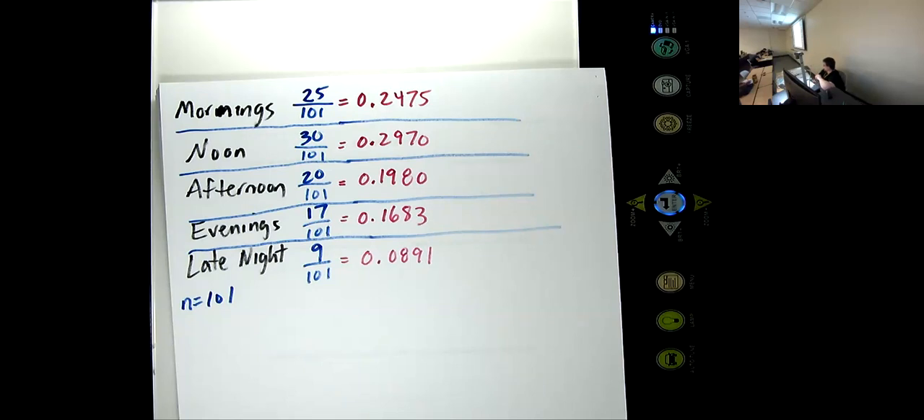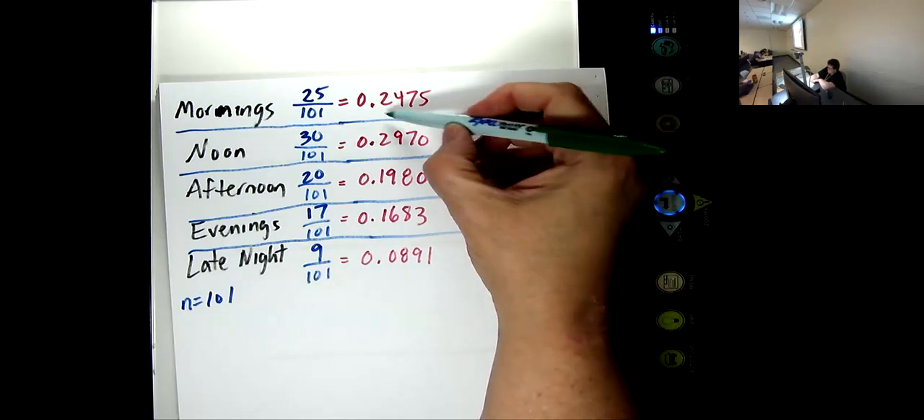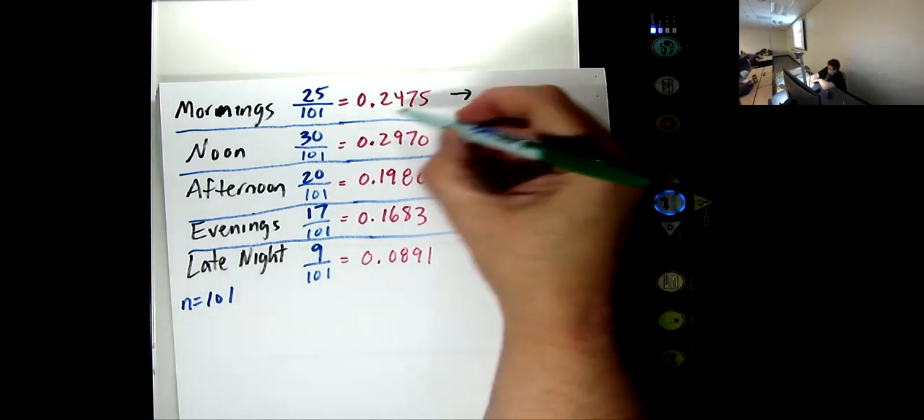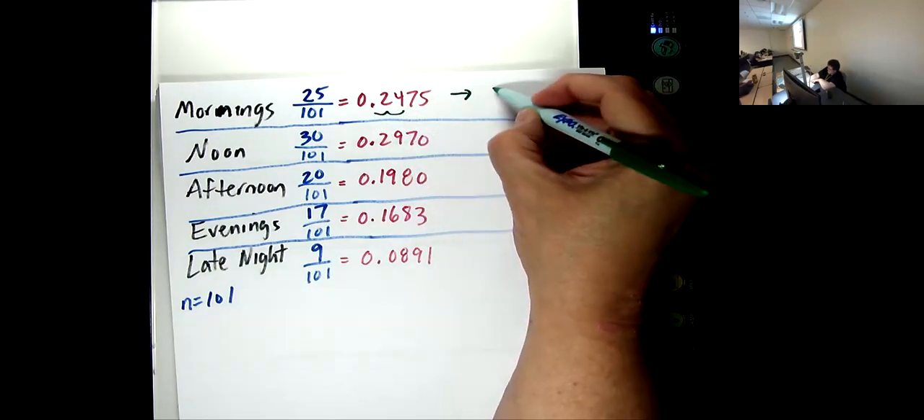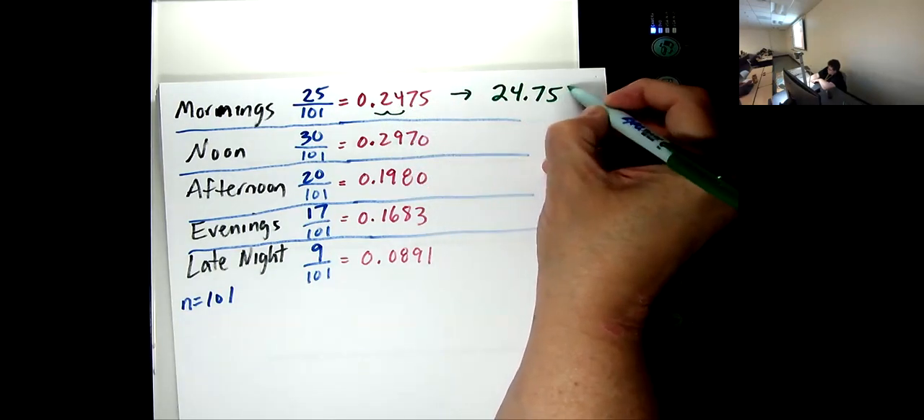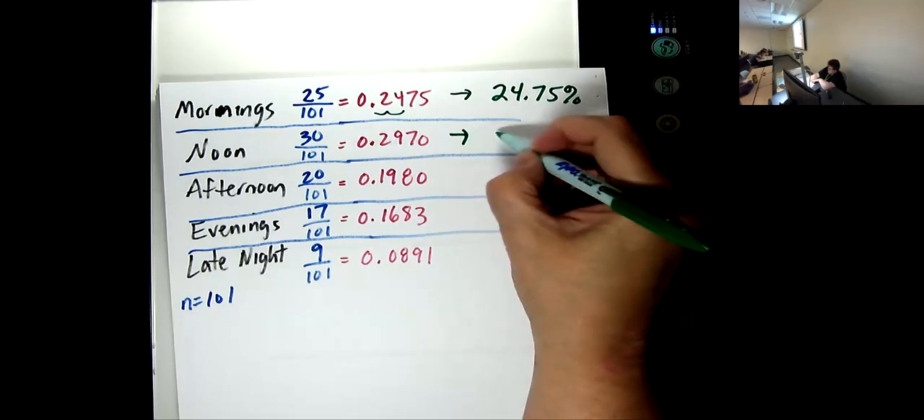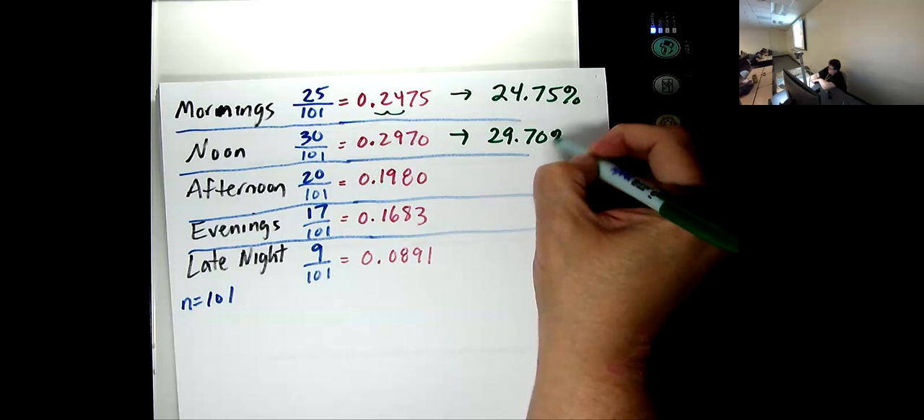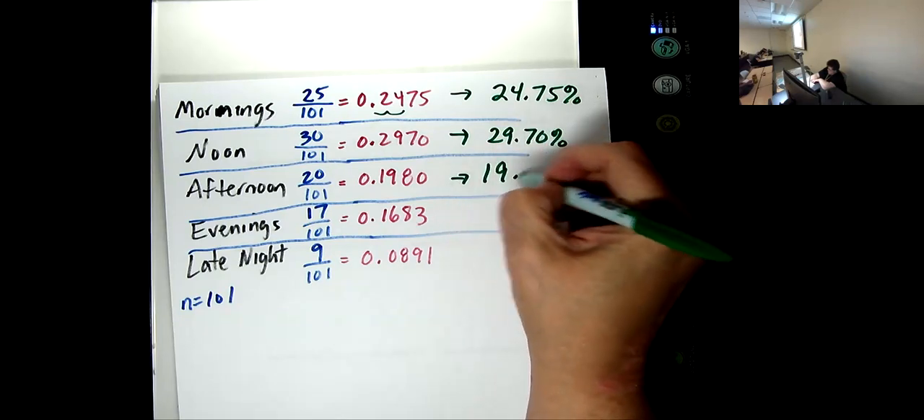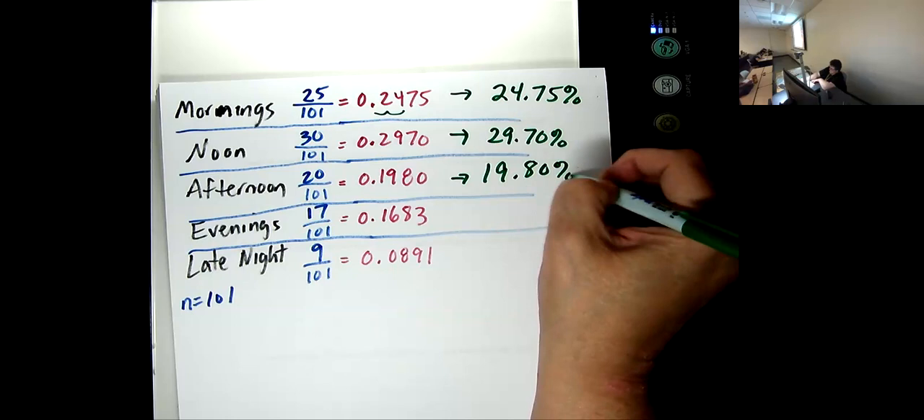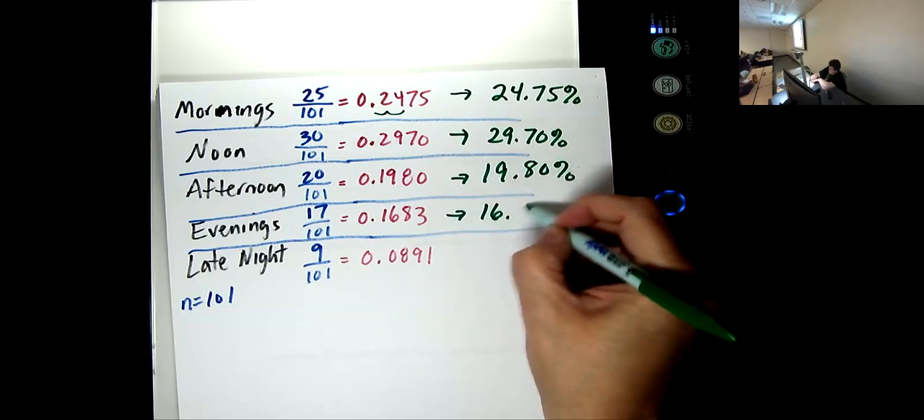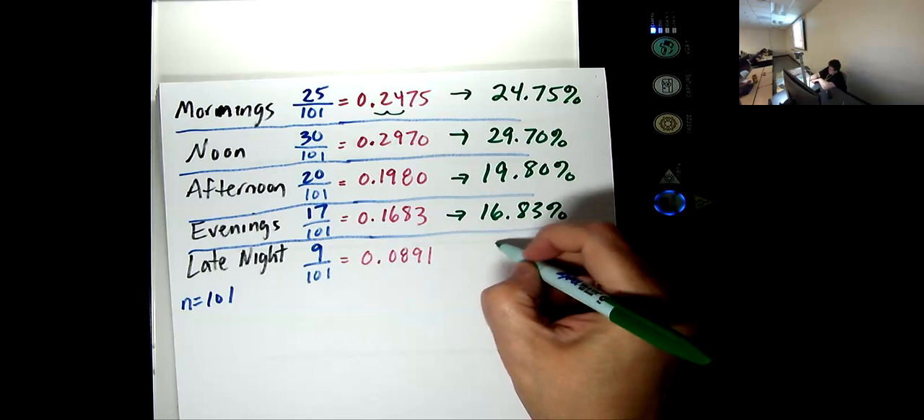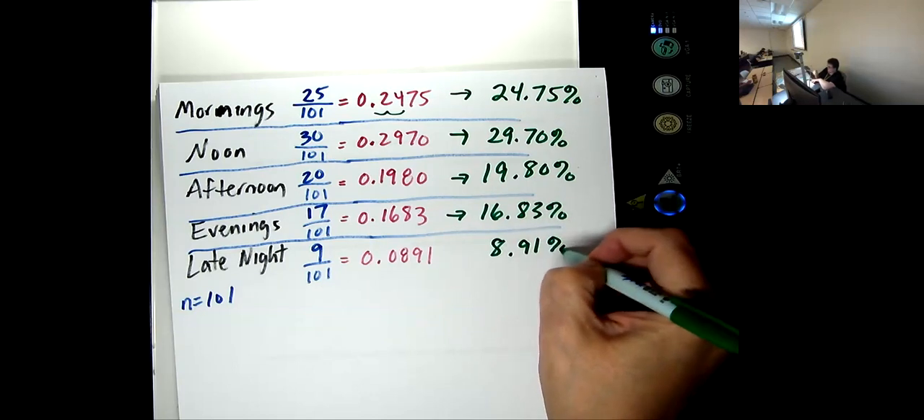Now, those of you that remember how to do it or were present in the class I just taught, we talked about how to convert these to percentages. You move the decimal to the right twice. To write this as a percentage, I'm going to move it to the right twice, and I will get 24.75% for that one, 29.70% here, 19.80% here, 16.83% here, and only 8.91% there.